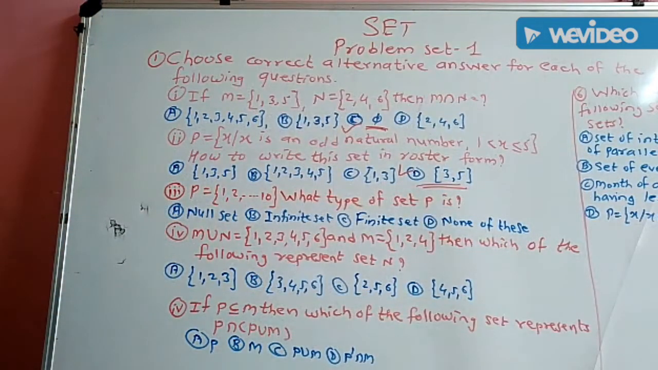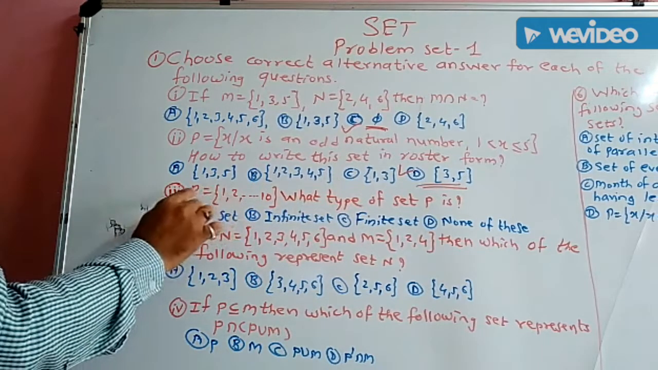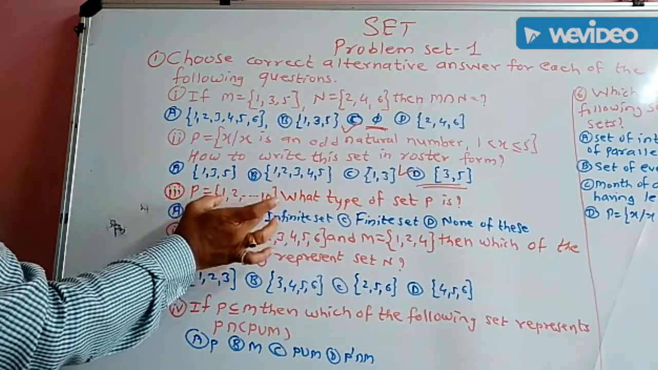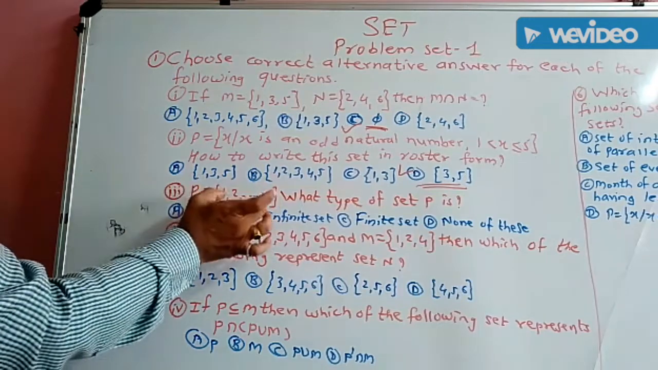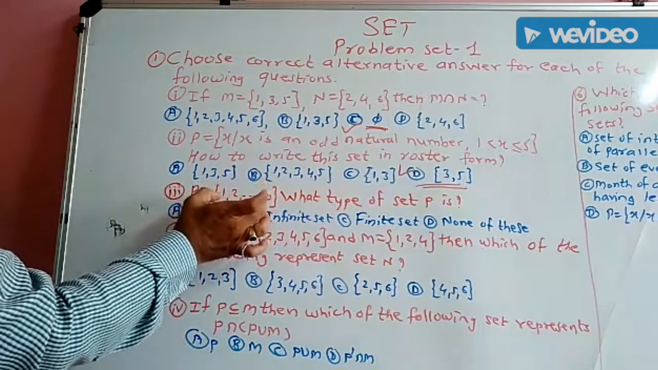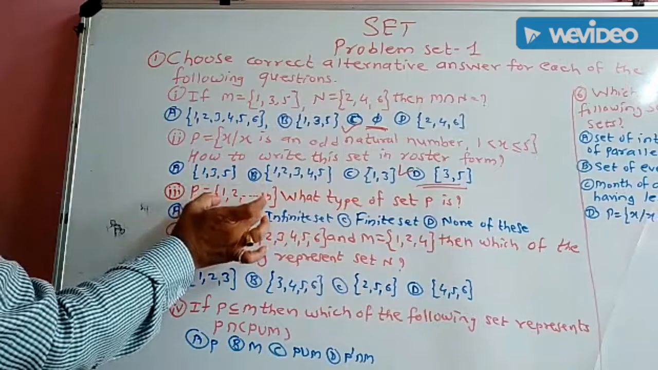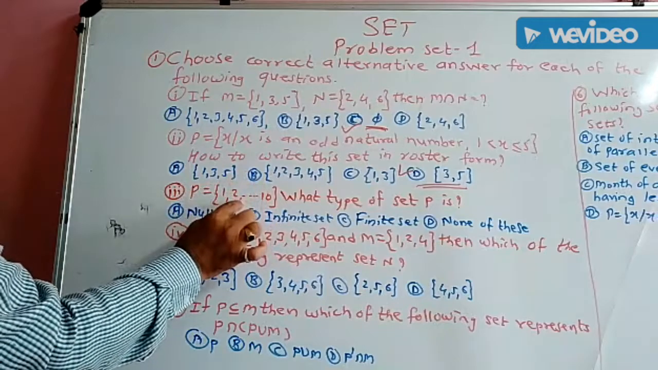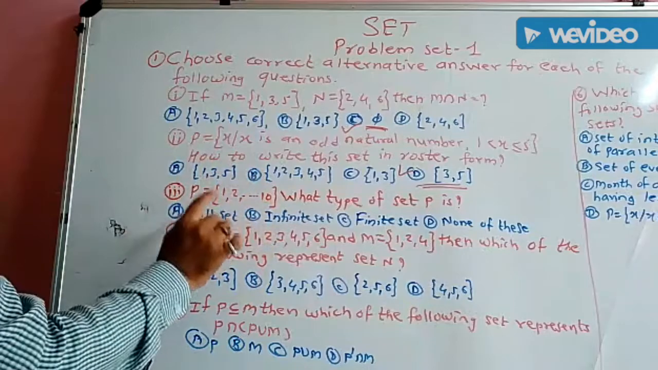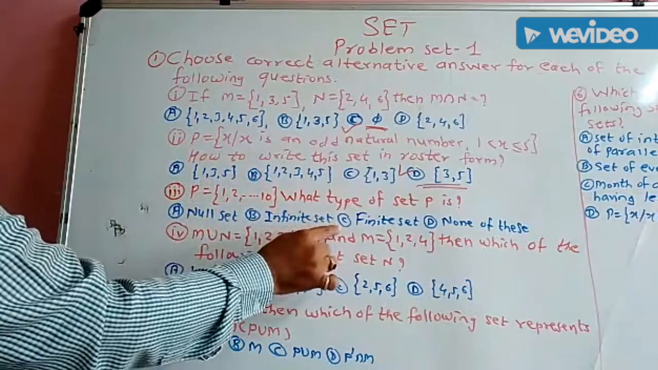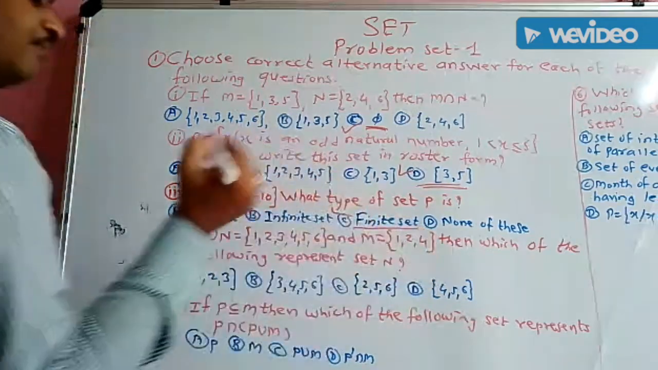Then next: P is the set of 1 to 10. What type of set is P? There are a total of 10 elements given in the set P. That means the number of elements can be counted in set P, and a set in which the number of elements can be counted and is limited is a finite set. Therefore our correct alternative is C, that is the finite set.